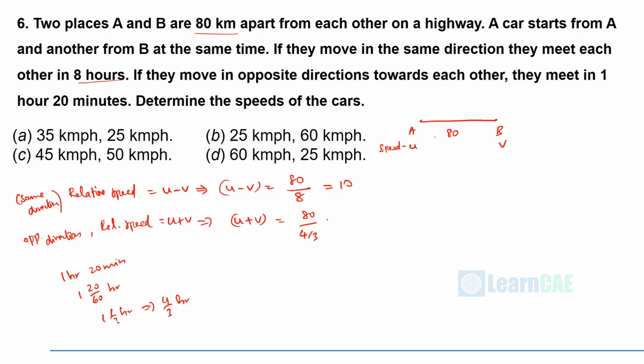So u minus v is equal to 10 and u plus v is equal to 80 into 3 by 4, this will be 20 into 3, which is 60. So u minus v is 10 and u plus v is 60. Adding them both, 2u is equal to 70, u is equal to 35, therefore v will be equal to 25, substituting in the first equation. So the answer should be 35 and 25.